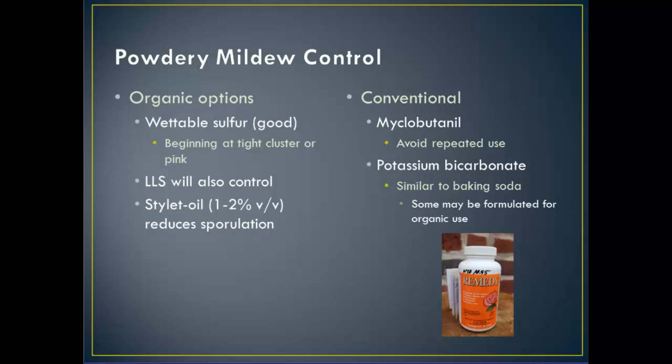One of the interesting things is, if you're buying it for your apples, you wouldn't necessarily look at this product on the shelf because they're really pushing roses. They've got a rose on the label and it talks about roses, but if you look a little closer, you'll see the apples are on the label as well. So this is something that you can get for powdery mildew control.